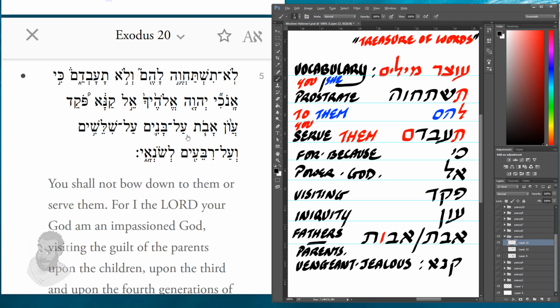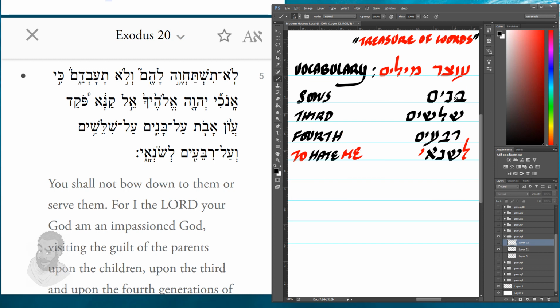Okay, so we have here banim, which means sons. Shelishim, this form is no longer used in Hebrew again. This means third. Shelishi or shelishith is used now. Shelishim, this means that it applies to the banim. It applies to the generation or the sons. So this is 3 of that. 3 generations.